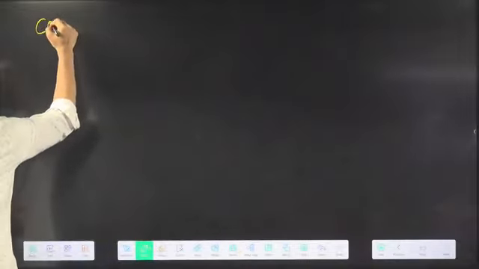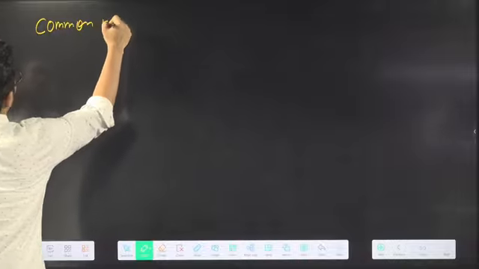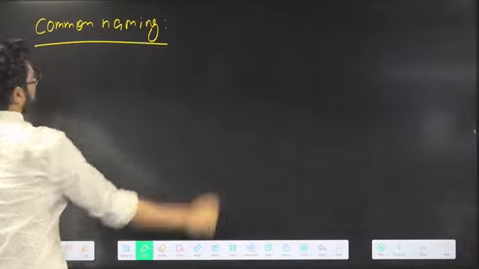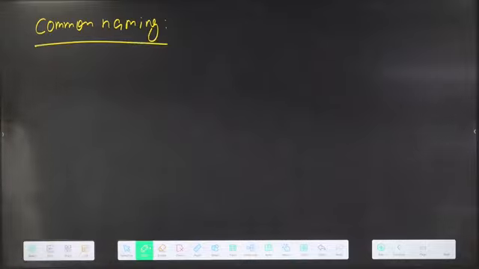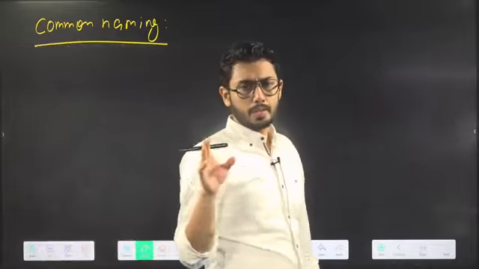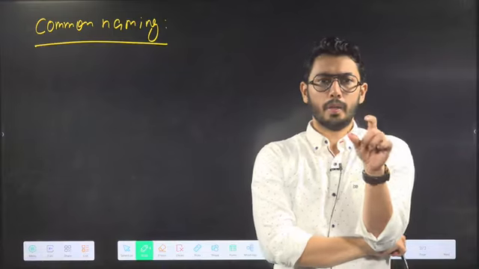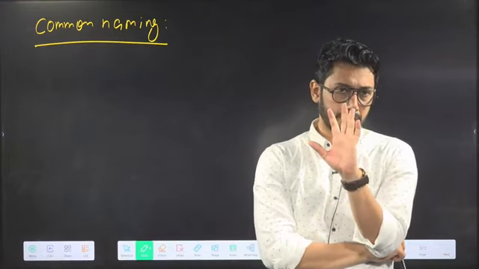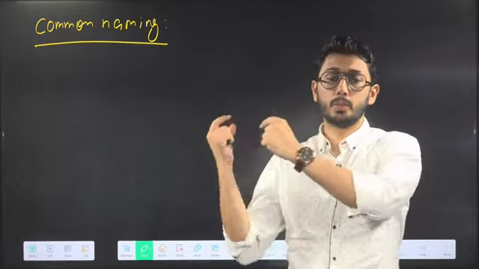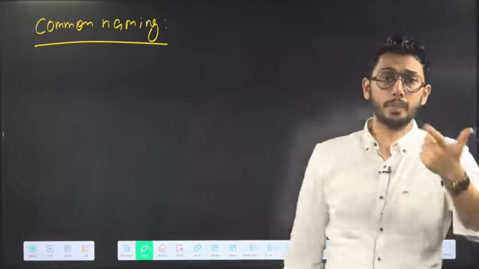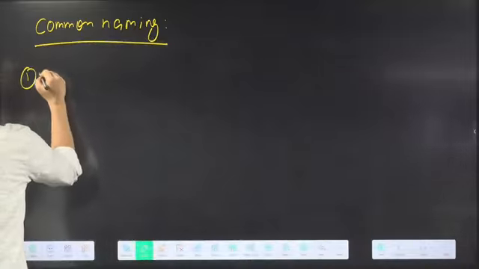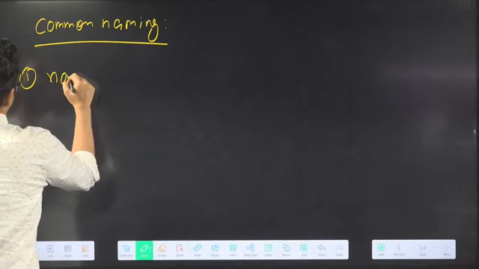So firstly we talk about the common names, or common naming. Common naming is useful in the reactions. Sometimes in the reaction they directly write a common name, like isobutane, like sec-butyl chloride. At that time you should be able to write the structure from the name given. That's why it is important. So in common naming, first is normal compounds.